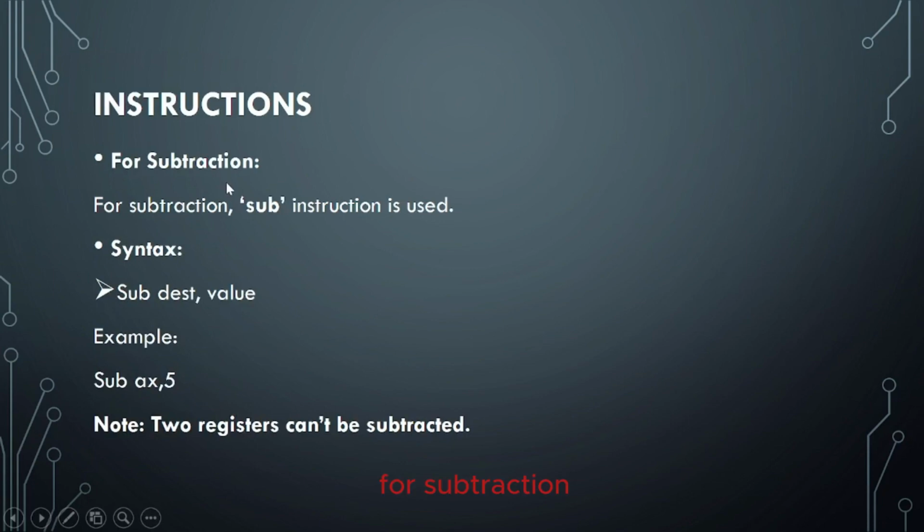For subtraction, we will use the sub instruction. Its syntax is sub destination, value. Here we will subtract a value from the destination. Example is sub AX, 5. It means subtract 5 from AX. Here is another point to note that two registers cannot be subtracted in assembly. So these were some instructions we discussed in this lecture and we are going to use in the program we are going to discuss.